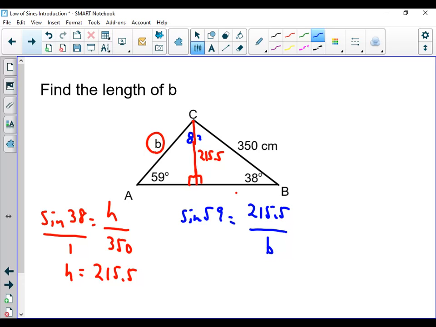Now this is one of those where eventually we'll divide once I cross multiply. So to get this value, I'm going to take that value I just got, divide it by the sine of 59, and I get my answer for B. So it wasn't awful. We had to draw in that height. We had to do 2 problems to find it. But it sure would be nice if we had a faster way to get there, instead of having to make our 2 right triangles.